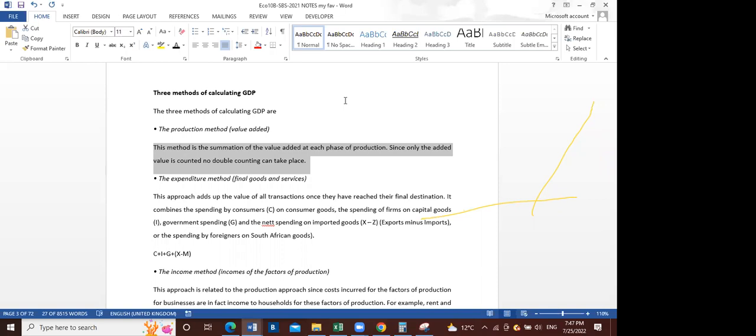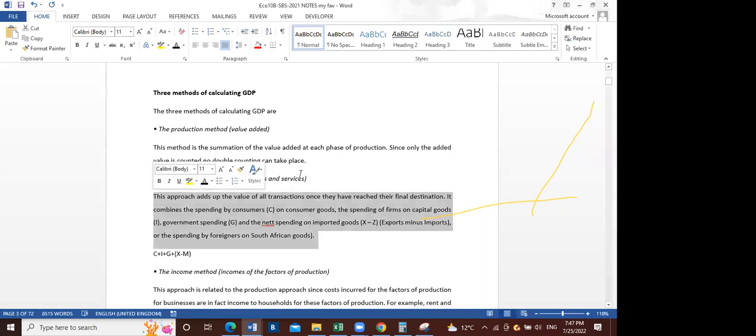Then the second one is the expenditure method. This is the most common one. The expenditure method is the one that measures the value of GDP by summing up the expenditures that economic participants have made on final goods and services within the economy.